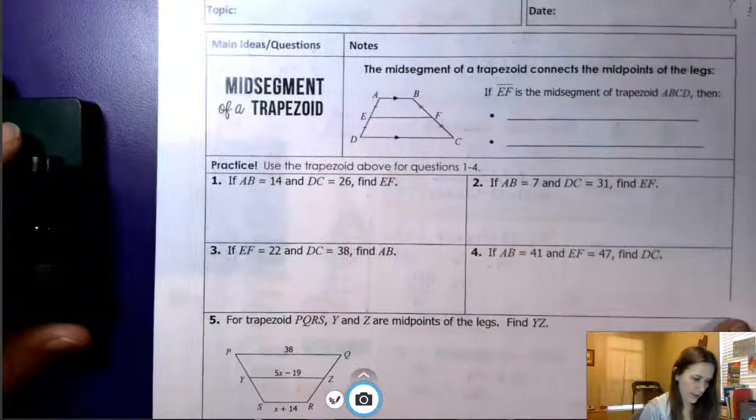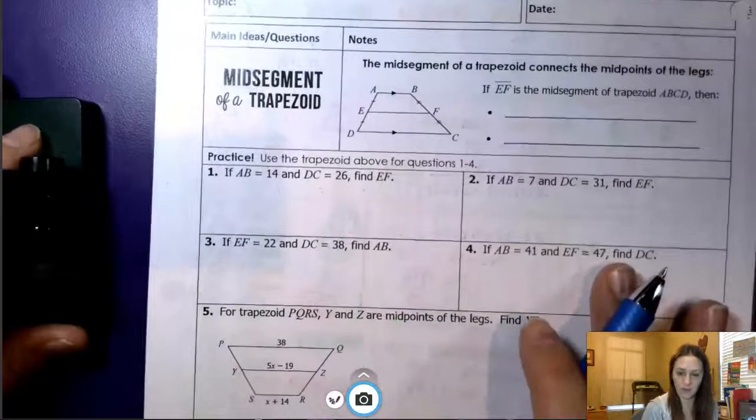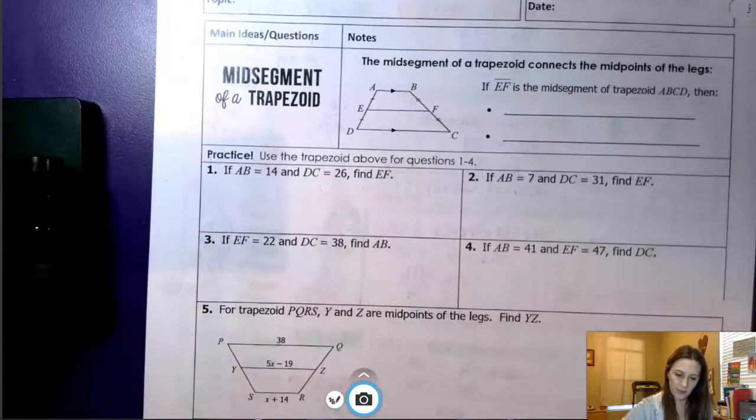I'm going to go to the next page. We're going to do mid-segments, and I think that's pretty much it for 7-6. We're going to do mid-segments of a trapezoid. This is 7-6 still, same set of notes, so we're going to go on a little bit more. Still going to use my orange and green.